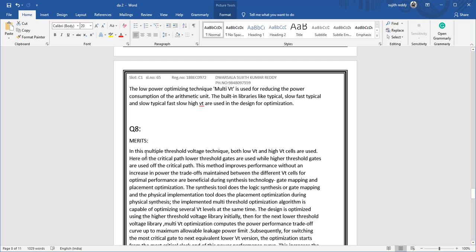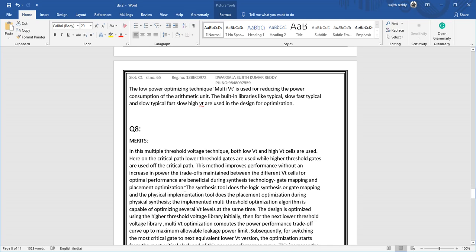Merits: in the multi-threshold voltage technique, both low volt and high volt cells are used. Here on the critical path, low threshold gates are used while higher threshold gates are used off the critical path. The method improves performance without an increase in power, and trade-offs are maintained between the different VT cells for optimization. Performance benefits are seen during synthesis, technology gate mapping, and placement optimization.